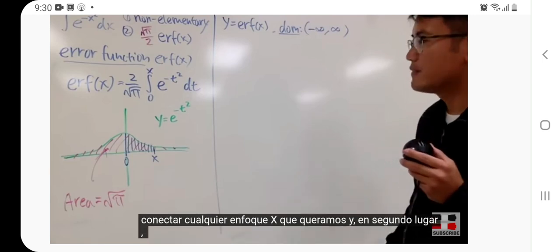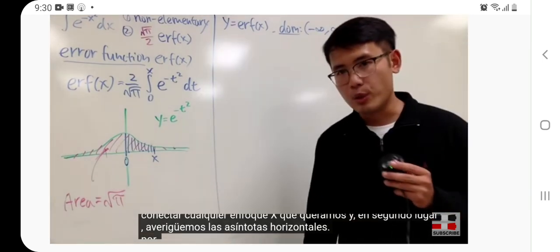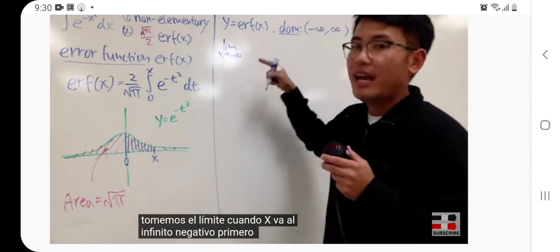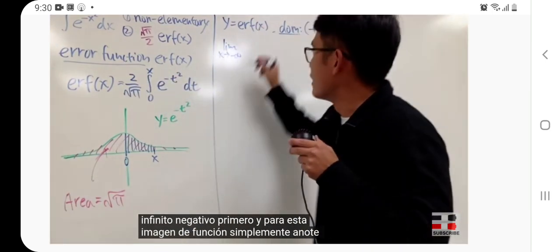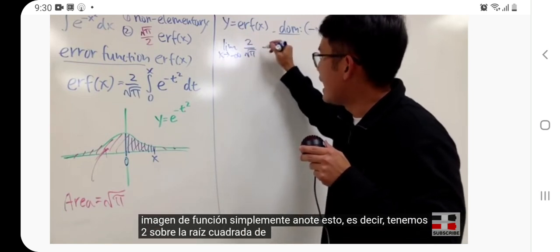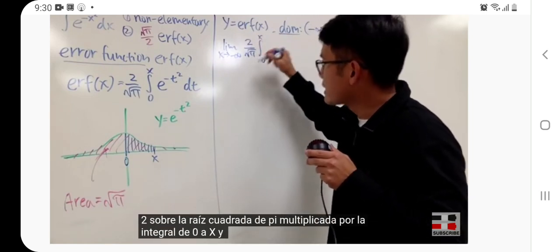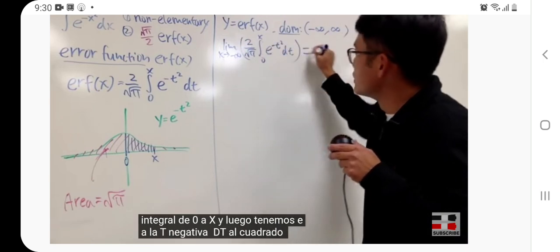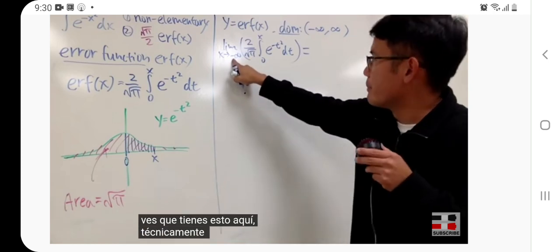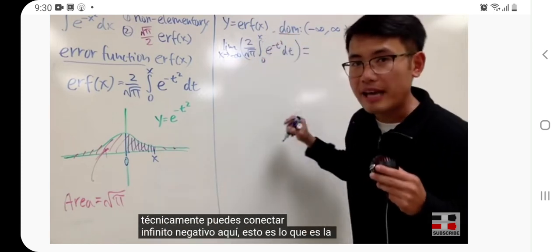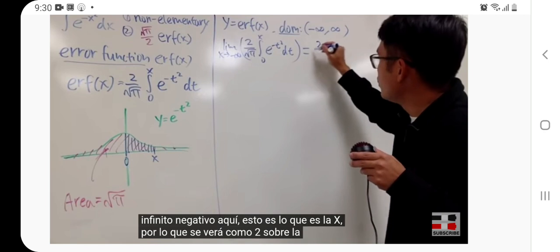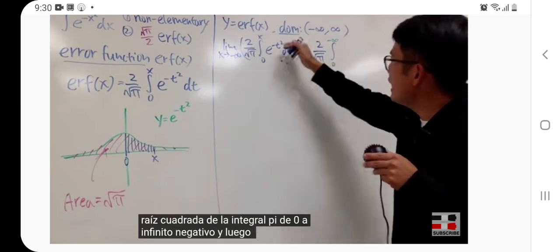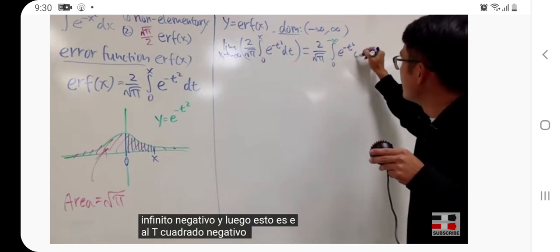And secondly, let's find out the horizontal asymptotes, shall we? Therefore, let's go ahead and take the limit as x goes to negative infinity first. And for this function, let me just put this down. Namely, we have 2 over square root of pi times the integral from 0 to x of e to the negative t squared dt. And you see, when you have this right here, you technically can plug in negative infinity to here. This is where the x is. So this is going to look like 2 over square root of pi, integral from 0 to negative infinity, and then this is e to the negative t squared dt.